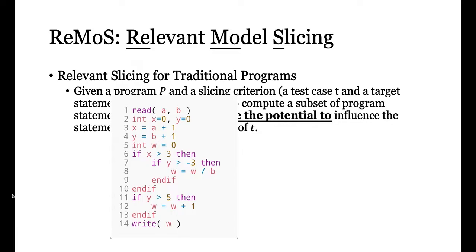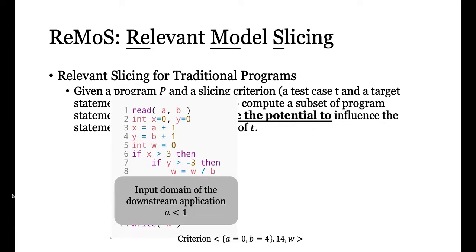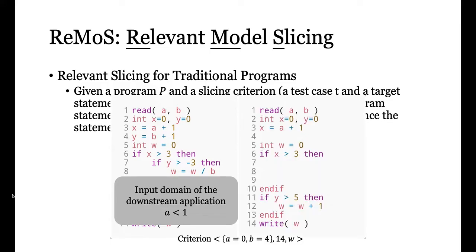If we know the input domain of the downstream applications, we can only reuse the relevant slice and mitigate inherited defects. For example, if the input domain is A is less than 1, we can select a criterion and slice the relevant parts. The defective statement is excluded by the relevant slice. Thus, the inherited defect is mitigated.